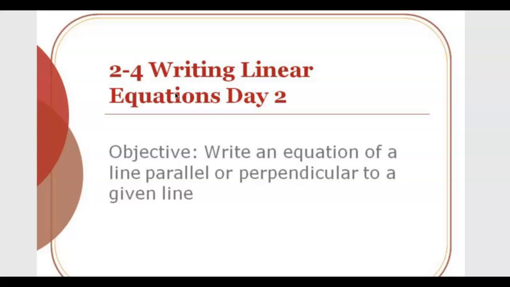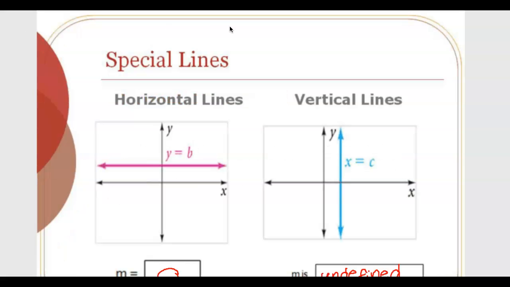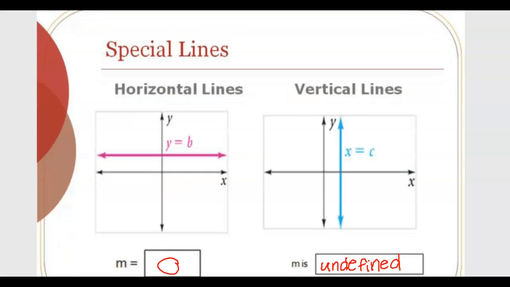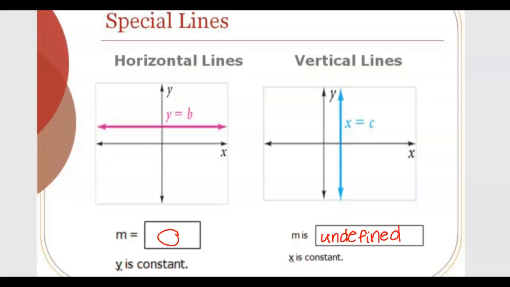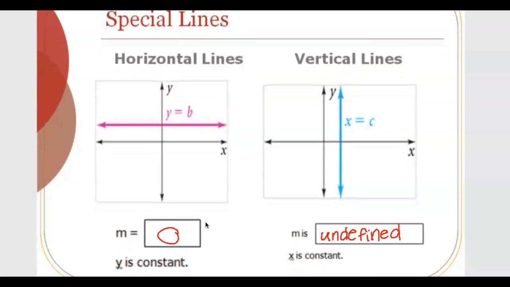All right, so we are writing linear equations for special lines. We are going to write the linear equations for lines that are horizontal, vertical, parallel, and perpendicular. Horizontal lines are those lines that go straight across. They have a slope of 0 and an equation that is y equals.